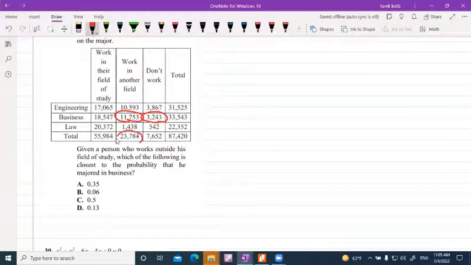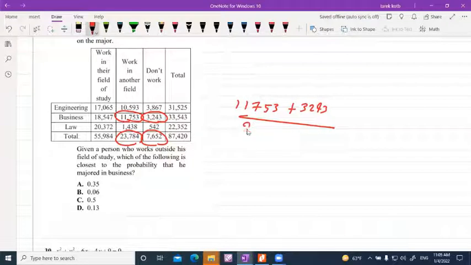So it will be 11753 plus 3243 over the total, which is 23784 plus 7652. This is 0.5.